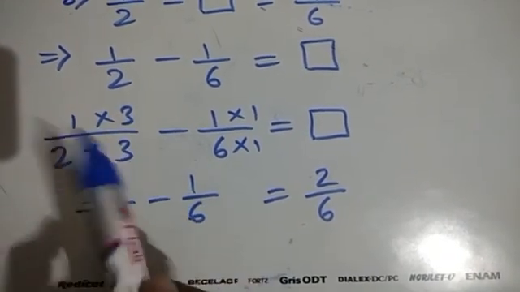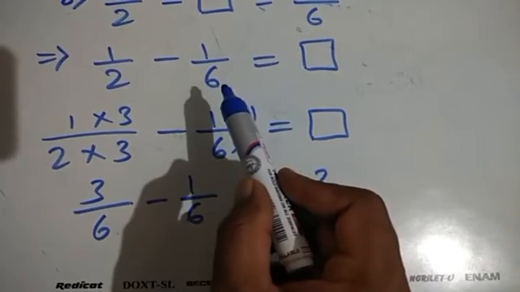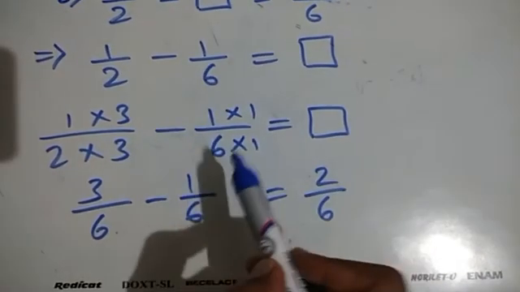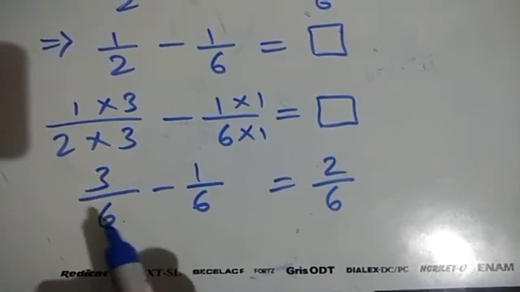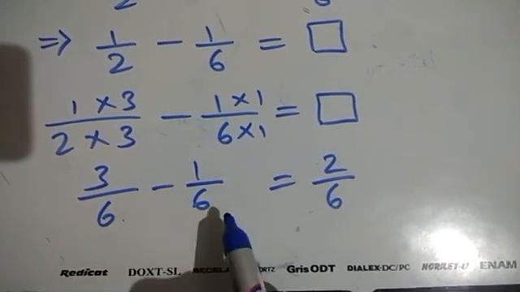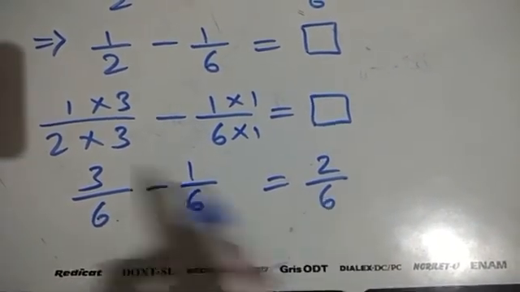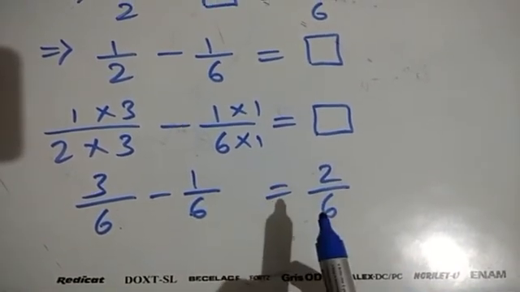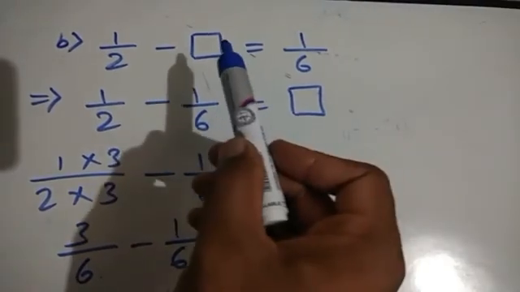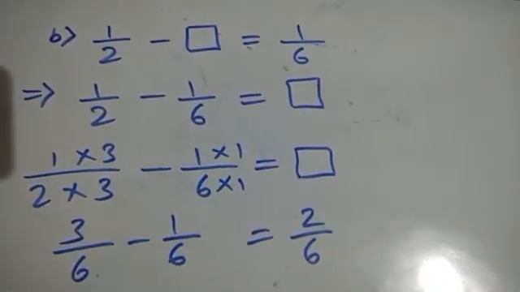Now here minus, here the denominator is already equal to the LCM. Therefore 6 1s are 6, 1 1s are 1. Now therefore see here, 3 upon 6 minus 1 upon 6. Denominators are same. Copy denominator as it is. Now 3 minus 1 is what? 2. Therefore 2 upon 6 is the answer. So in that blank space, which number will come? 2 upon 6.